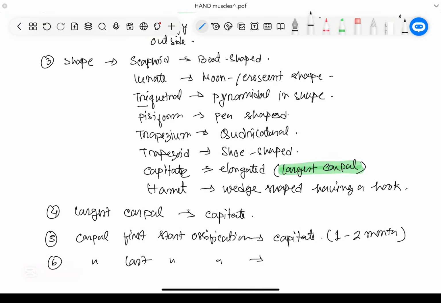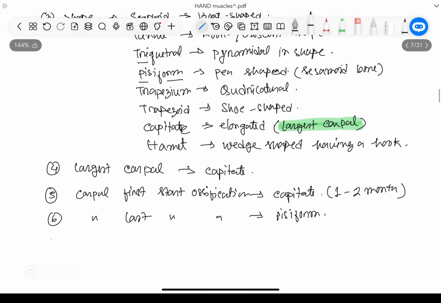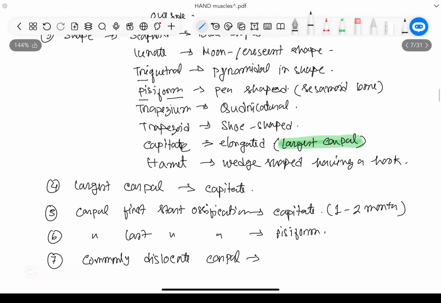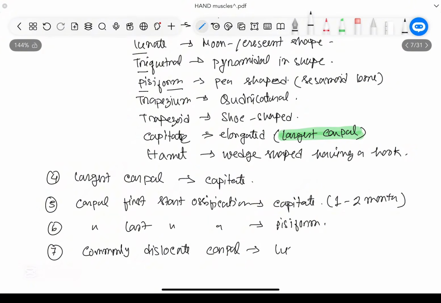Then which carpal is last to start ossifying? As we know, the pisiform bone develops from a tendon, so it is a sesamoid bone. So this bone will be the last to start ossifying. So pisiform is the last bone to get ossified. Then we can also ask you questions related to the carpals. Commonly dislocated carpal: that will be because of its shape, moon shape, crescent shape, that is lunate.